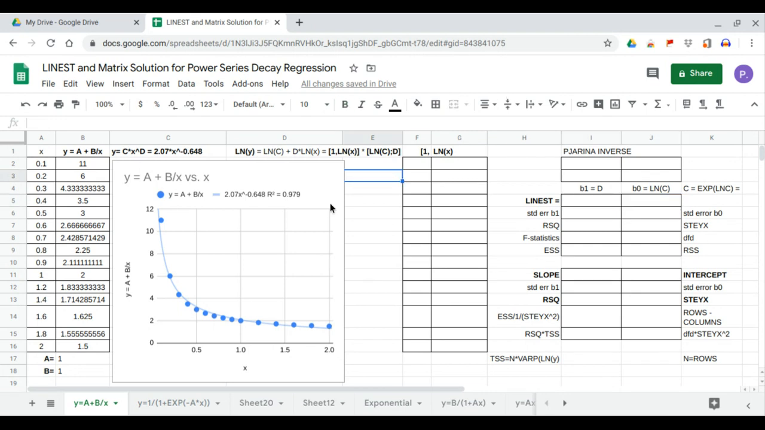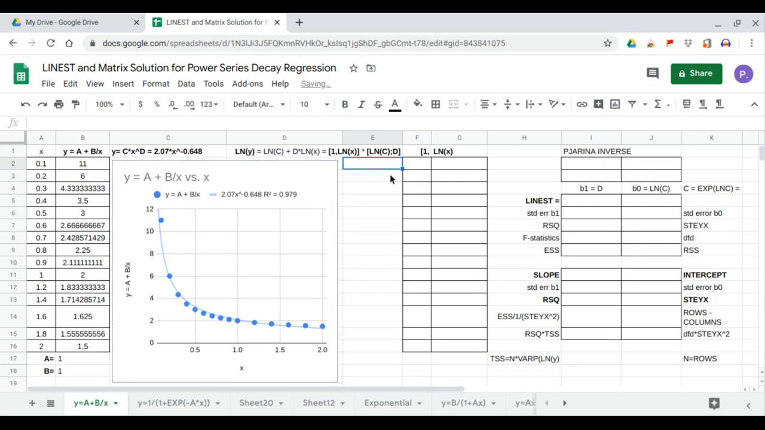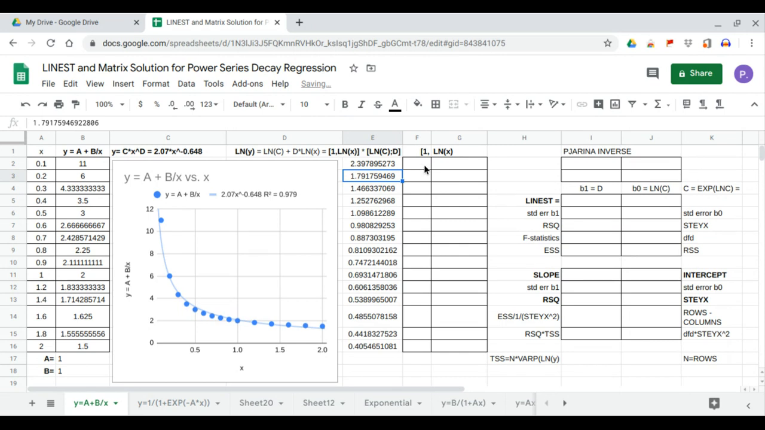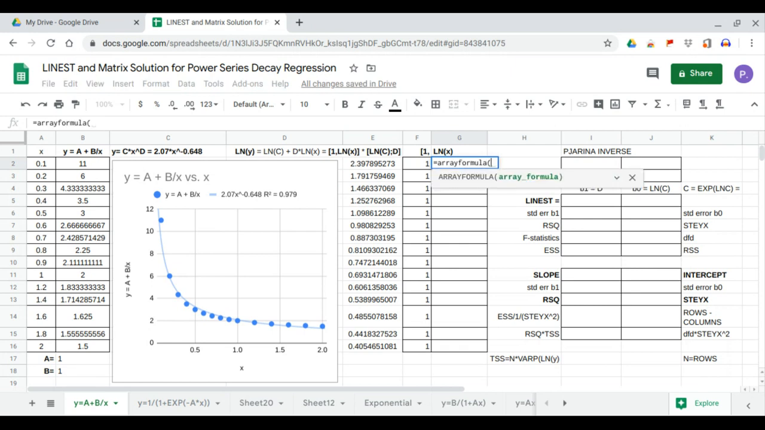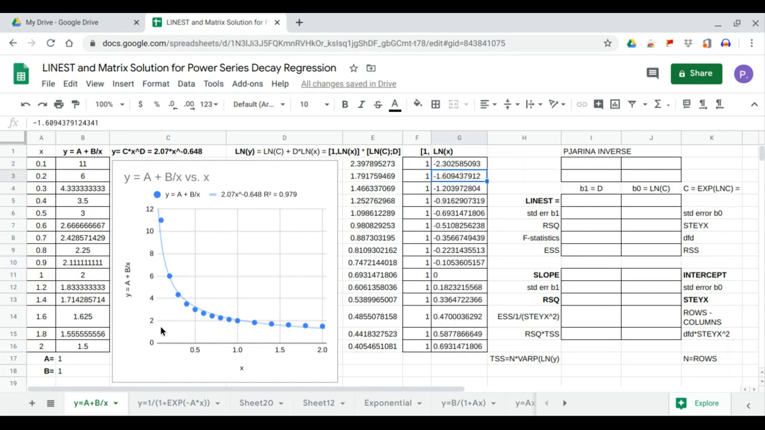So let's start with the y values, the linearized form, which is array formula ln of the y values, and we fill up the 1 comma ln x matrix is array formula of the x values. Now that we have transformed our dataset into the linear form, we can calculate the P inverse, which is MINVERSE and MMULT transpose of the 1 comma ln x matrix and itself.